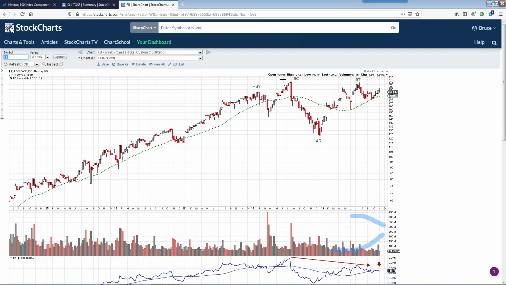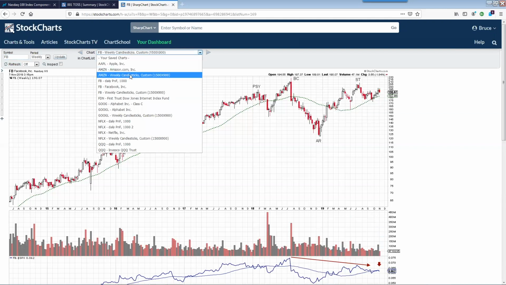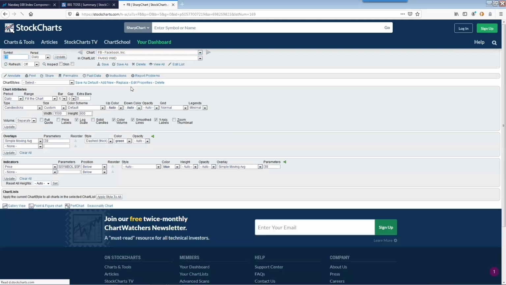Is it possible that all of this is distribution? Well, what we're going to focus on really is this area here, which looks to be localized distribution. That doesn't mean that it's not potent and large, but we're going to have a look at that and see if there isn't something that we can derive from looking at Facebook on the daily. So let's go there now.